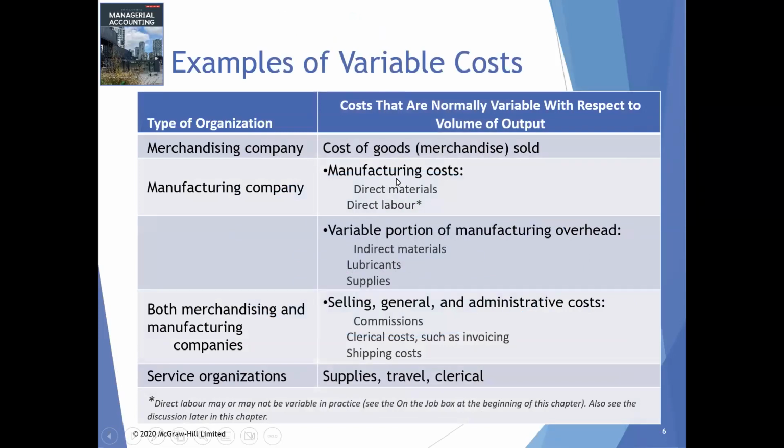Now, some of the examples of the variable cost we have, by type of organization: merchandising company, manufacturing company, both merchandising and manufacturing companies, and the last one is service organizations. Now, the first one is merchandising company. The costs that are normally variable with respect to the volume of output is the cost of goods sold, right?